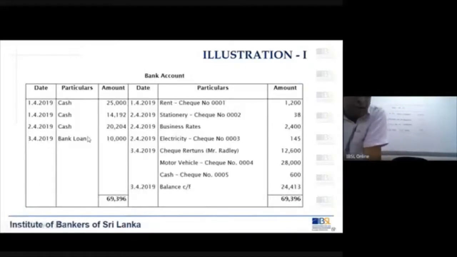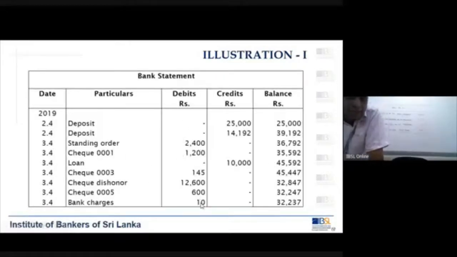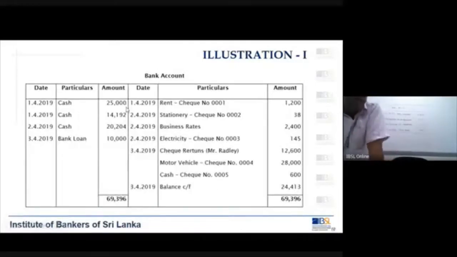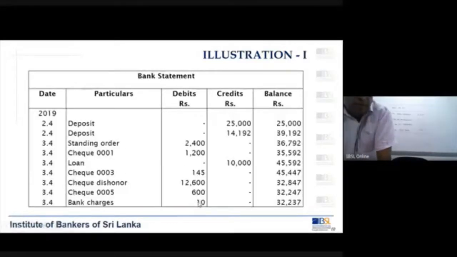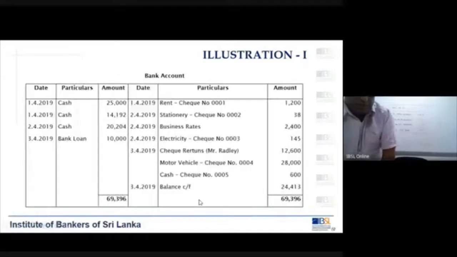So ultimately, in the debit side of the bank account, 20,204 was not marked. Here there were two items, the 38 and the 28,000 that were not marked. And here it was this 10 rupees, which was not marked. Okay. So if you take it as a whole, we have one item here, two items here on the credit side, and one item on the debit side.